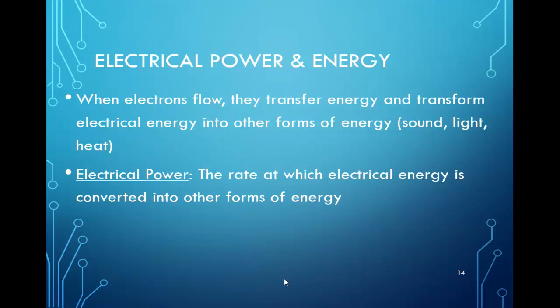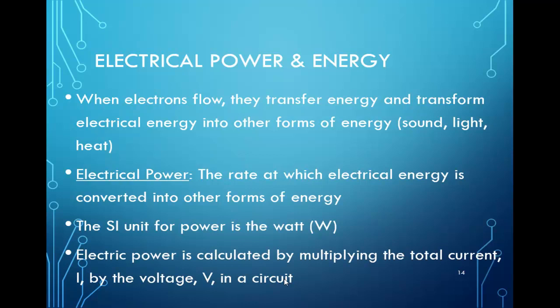What is the meaning of the electrical power? The rate at which electrical energy is converted into other forms of energy. The unit of the electrical power is watt. The unit of the electric current is ampere. The unit of the electrical potential energy is volt.